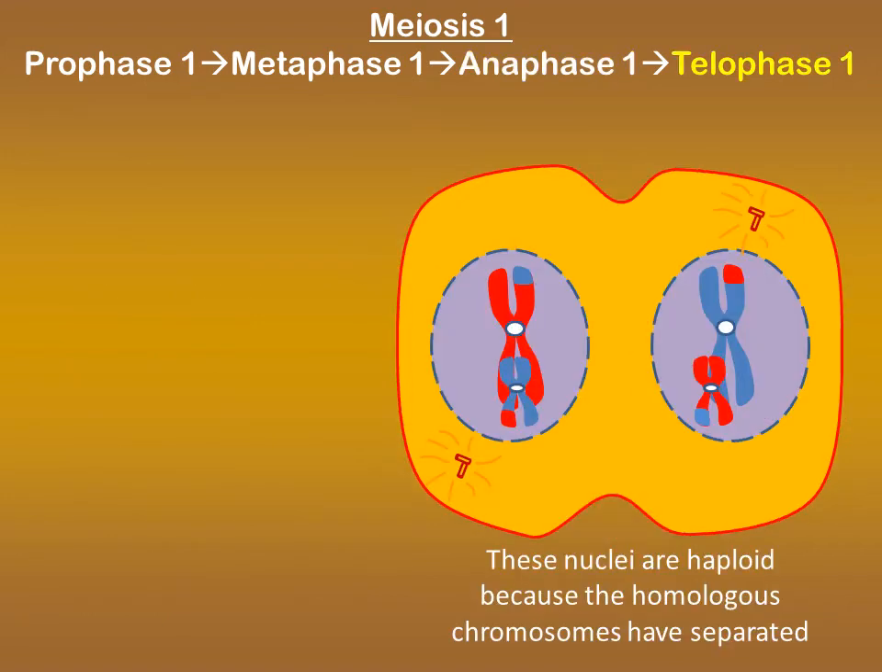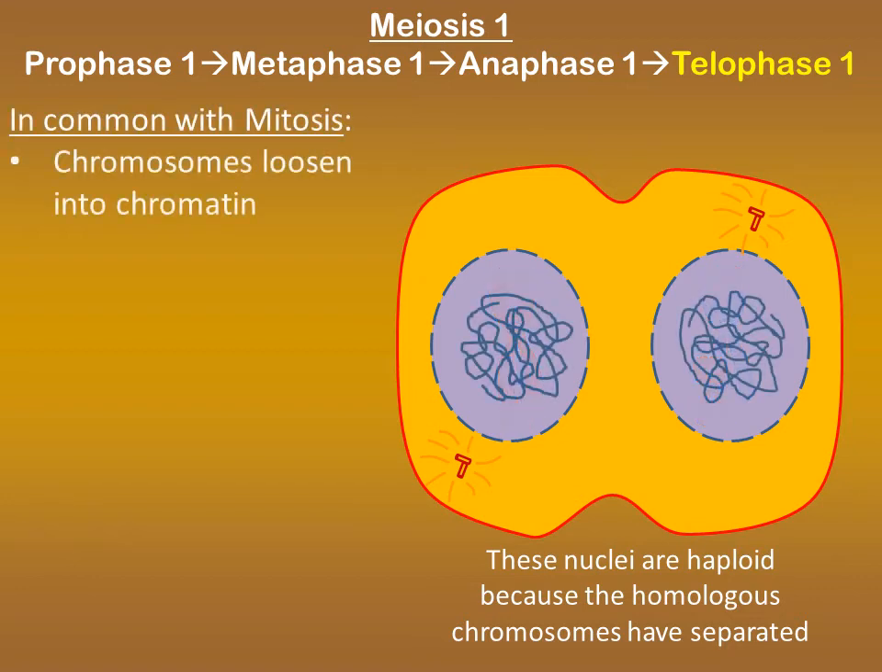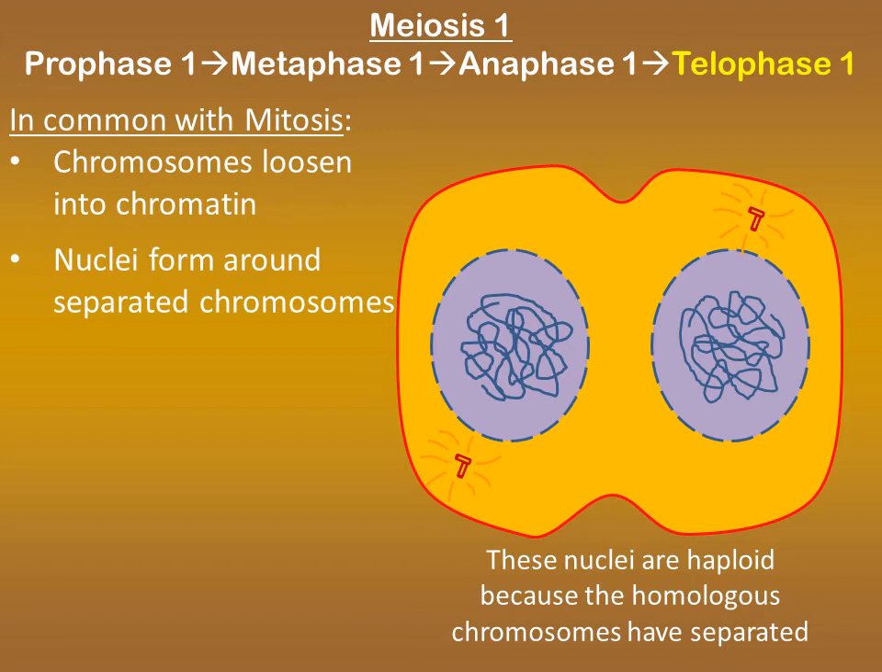Okay, so then telophase 1, again very similar to mitosis in the way that these chromosomes are going to loosen into that thin chromatin form. The nuclei are going to form around each of the bundles of separated chromosomes as a result of anaphase 1, and the spindle is almost completely gone, as well as we see the beginning of cytokinesis, or the division of the cytoplasm.